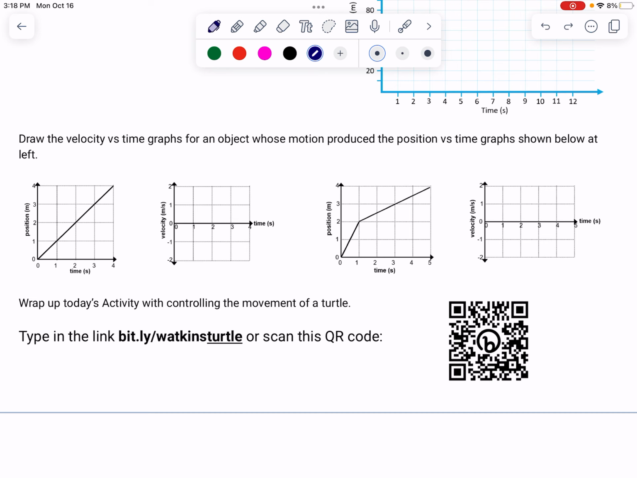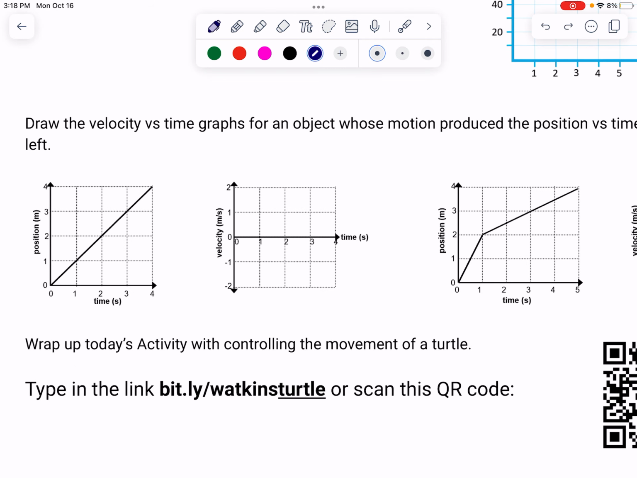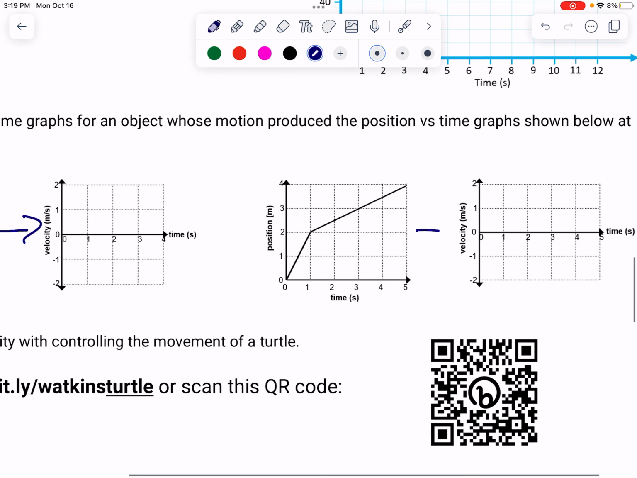Okay, to kind of wrap up this activity, one, we have a couple position time graphs. These are also known as distance time graphs. See if you can convert this graph into a velocity time graph. Same thing here. The difference in this one is you'll notice that there's a change in speed. So what might that look like?